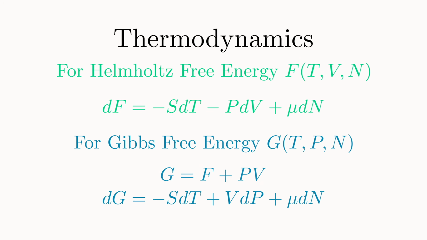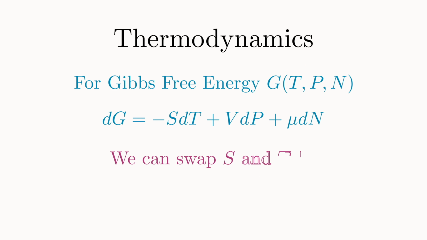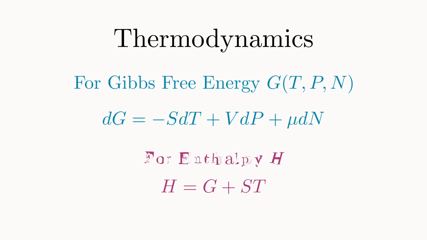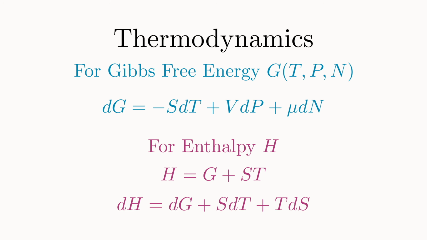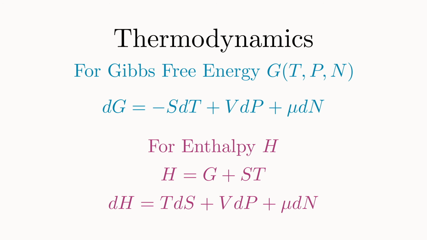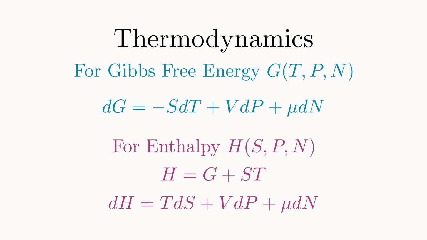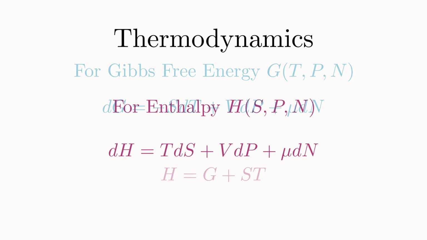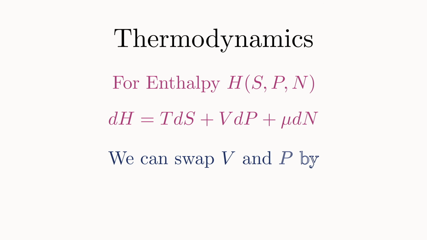Doing another Legendre transform, subtracting negative S times T from G, we can get yet one more expression called the enthalpy. The differential is then this. And again, substituting, we get the following. So the enthalpy is a function of entropy, pressure, and particle number. And finally, after applying one more transform, we arrive back at the internal energy.